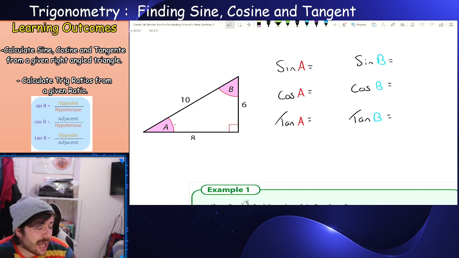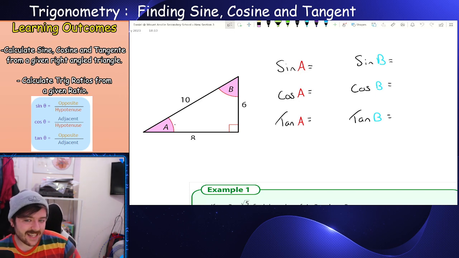Hello everybody, so today's video we are going over how to find the sine, cosine and tangent of right angle triangles, or sine, cos, tan, the namesake of this channel. To get it? Sine, cos, dan, sine, cos, tan.